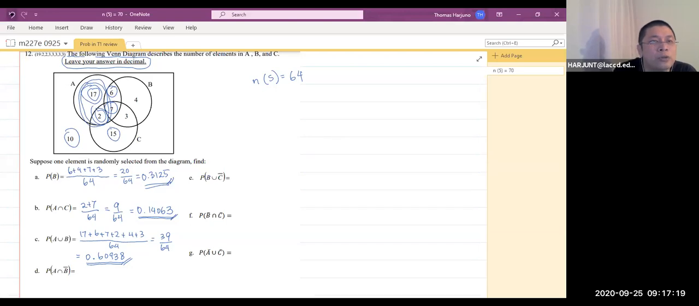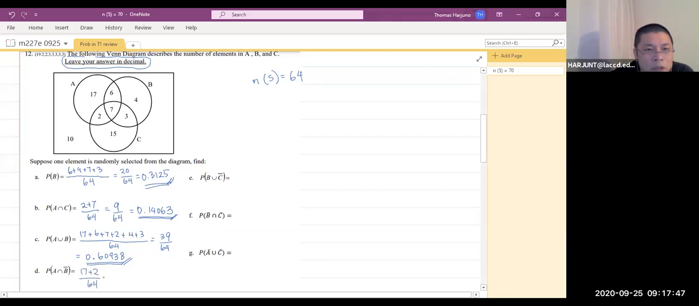Now we can also see it this way. It should be in A, so you circle the ones in A. These are the ones in A, and outside of B. Now from these, see which ones are outside of B. This guy and this guy. You see? So it's 17 plus 2 over 64, equals 19 over 64, that's 0.29688.